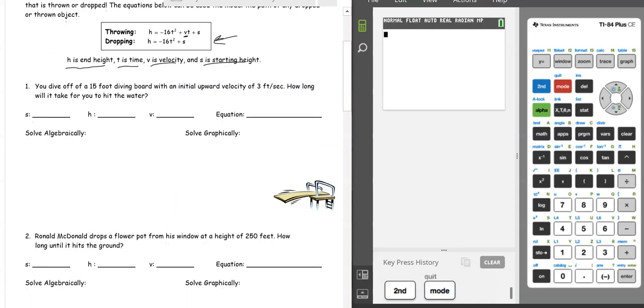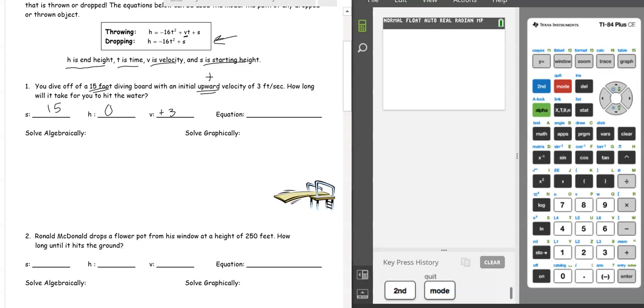It says you dive off of a 15-foot diving board with initial upward velocity, and upward means positive, of 3 feet per second. How long will it take for you to hit the water? The diving board is giving you a force, which means it's going to give you a velocity. That's v. Upward velocity means it's a positive 3 feet per second. The starting height, s, is 15 feet. And the ending height will be 0 because that's when you hit the water.